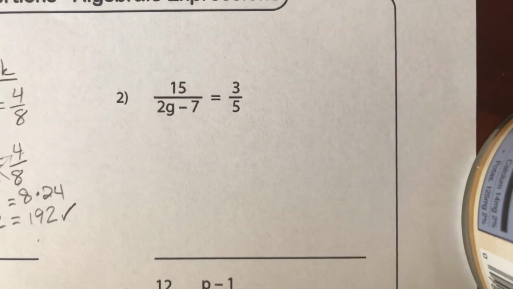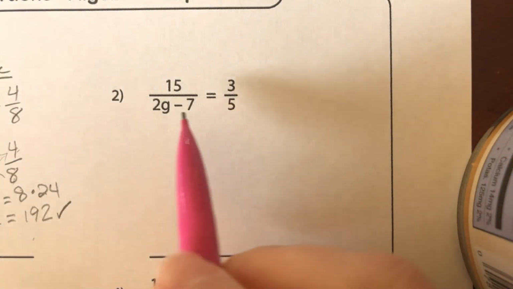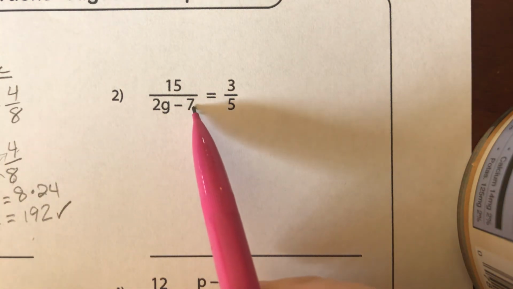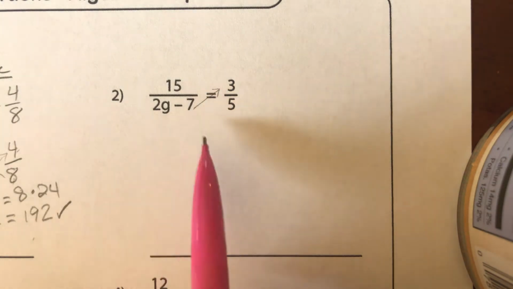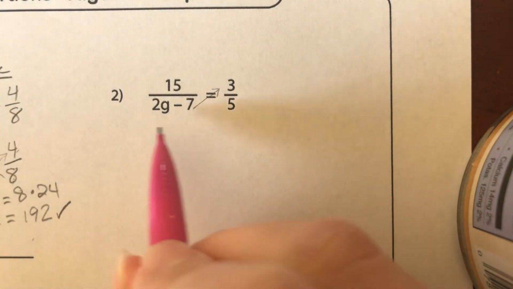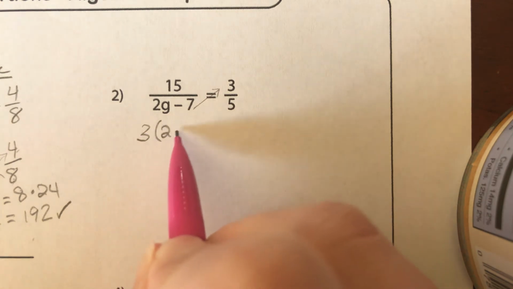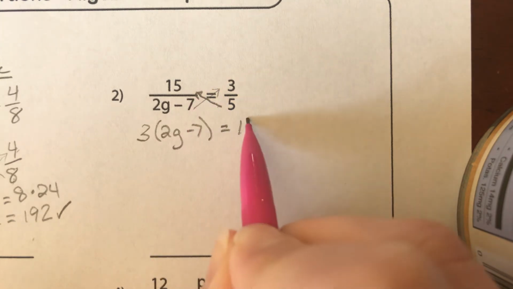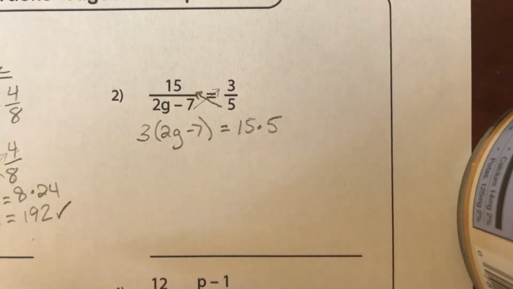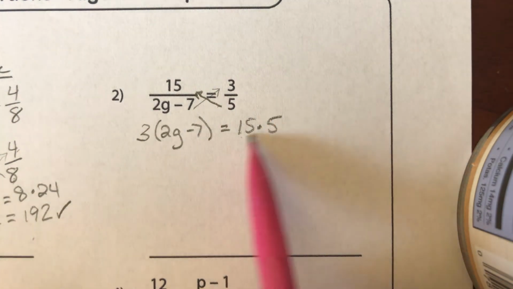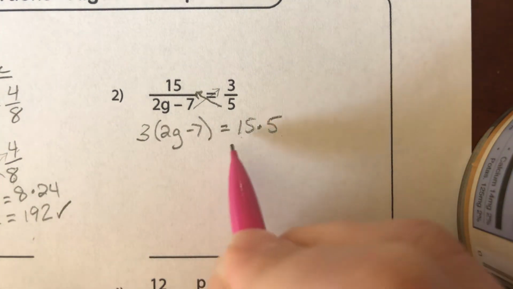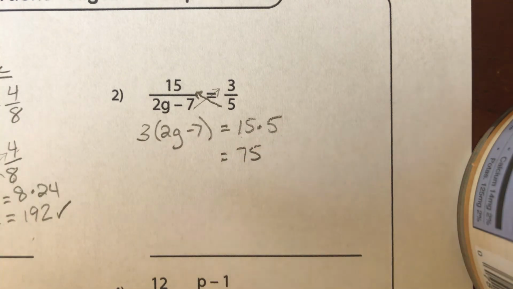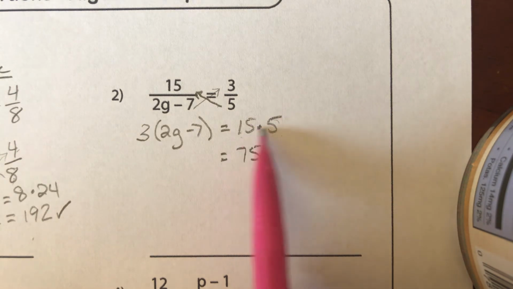All right, let's try 2 together. Now it doesn't matter which way we set up our equations. If we can, and you'll see some different ones along the way here, if we start with a variable first, that keeps your variable on the left, and a lot of you guys like that. So 3 times (2g minus 7) equals, over here I'm going to multiply 15 times 5. Some of you may also want to skip writing this down and go right to 75 here, because you could do that in your head, or punch it into a calculator. We can put that 75 right there.